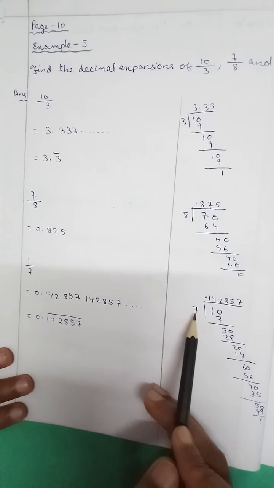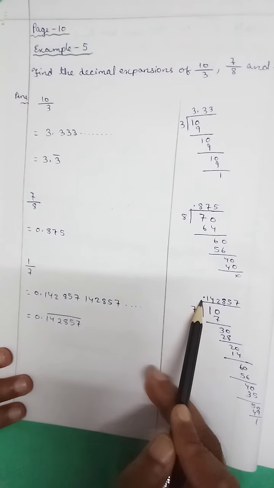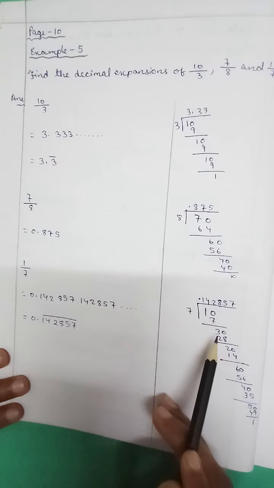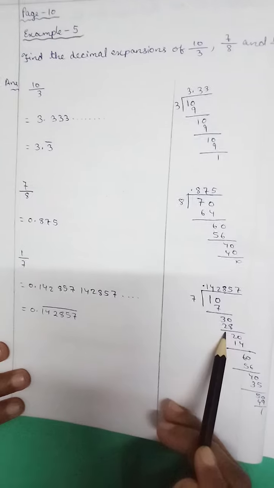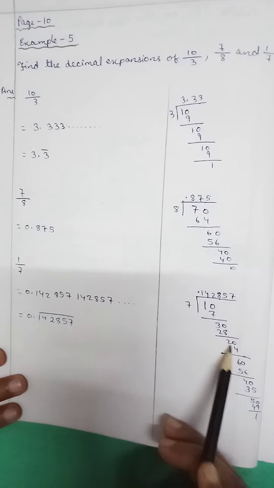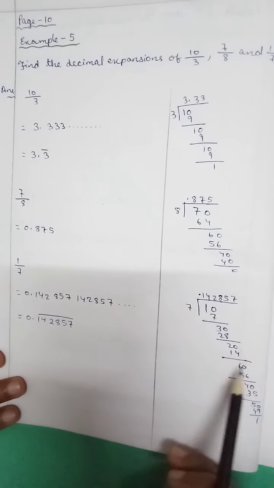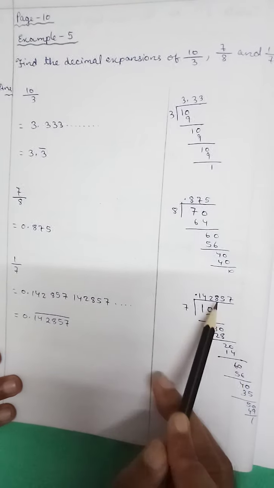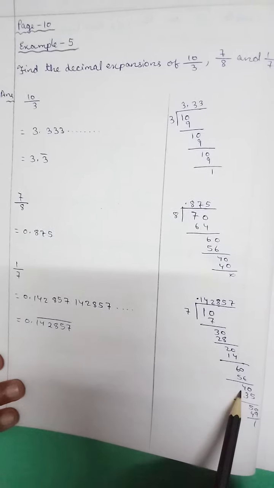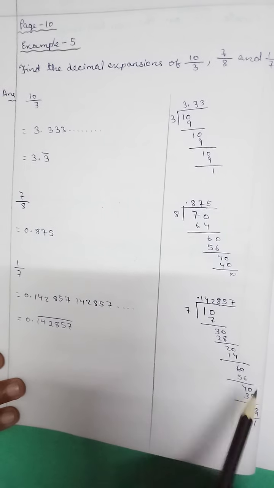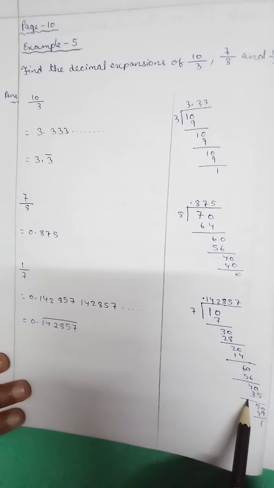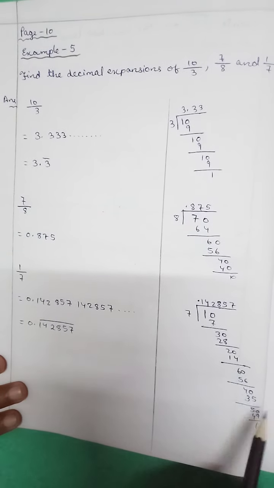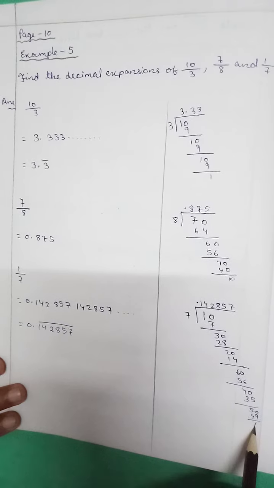Next one, 1 by 7. So divide 1 by 7. Point. 7 1s are 7. Because of the point, 0 is coming. 7 1s are 7. Balance 3, 30. 7 4s are 28. Balance 2, because of decimal 0. 7 2s are 14. Balance 6, because of decimal 0. 7 8s are 56. Balance 4, because of decimal 0. 7 5s are 35. Balance 5. 50 because of decimal 0 is coming. 7 7s are 49. Balance is coming 1.